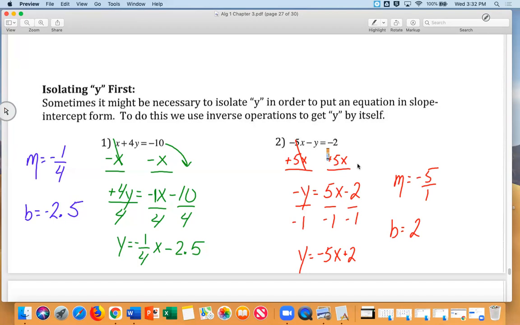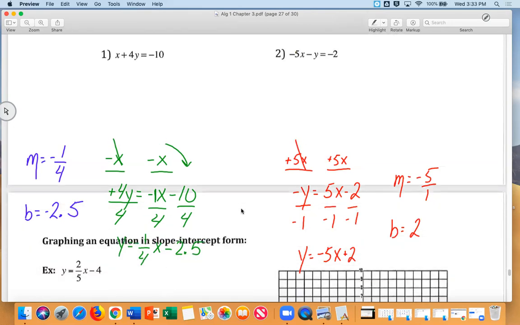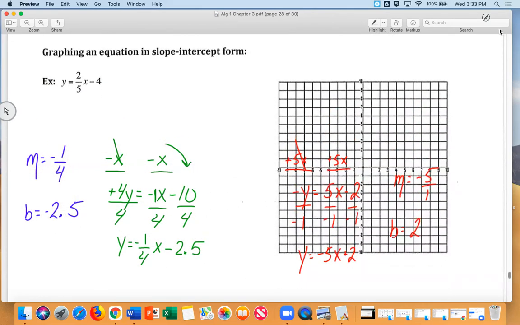So the way I go about these problems, first thing, if it's in slope-intercept form, I'm going to graph it that way, by using the slope and y-intercept, and I'm about to go over that. If it is in standard form like number 1 or like number 2, I'm going to try and graph it using the cover-up method. But if it's not able to be done that way, then I'm going to try and solve it for y and see if that helps me out.